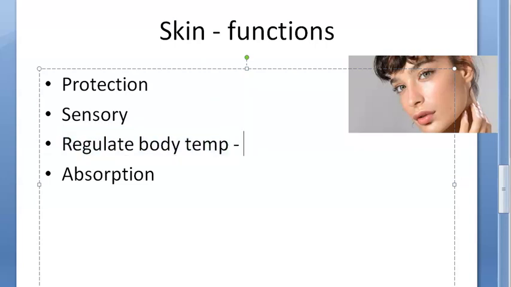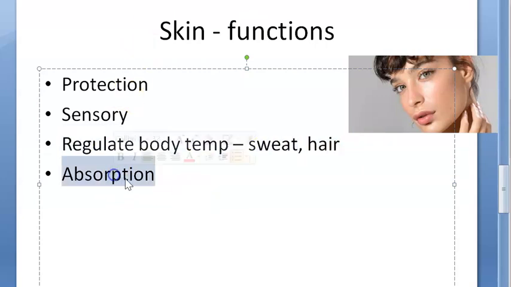You should understand that even the hair on your body protects you and allows heat to get trapped. It won't allow it to get lost. That's why you get goosebumps: when you're very cold, the erector pili muscle makes your hair stand straight. Goosebumps, they call it. So all that is used for regulation of body temperature.